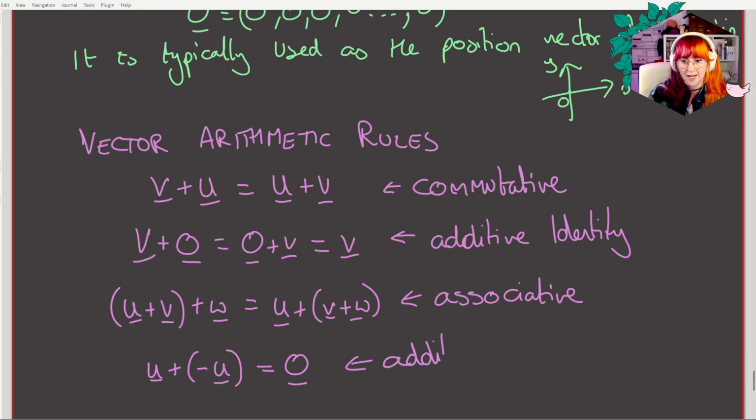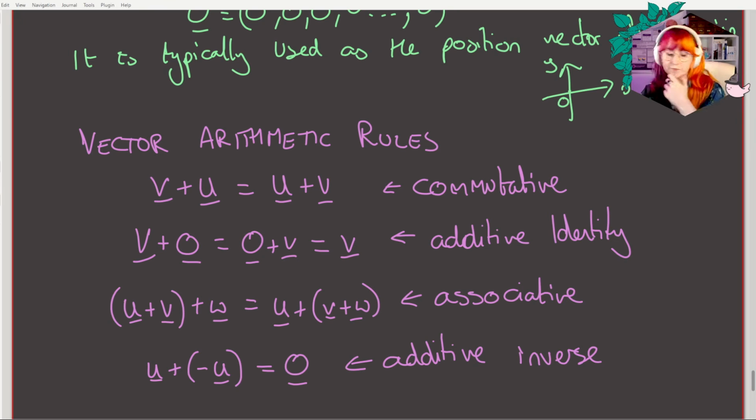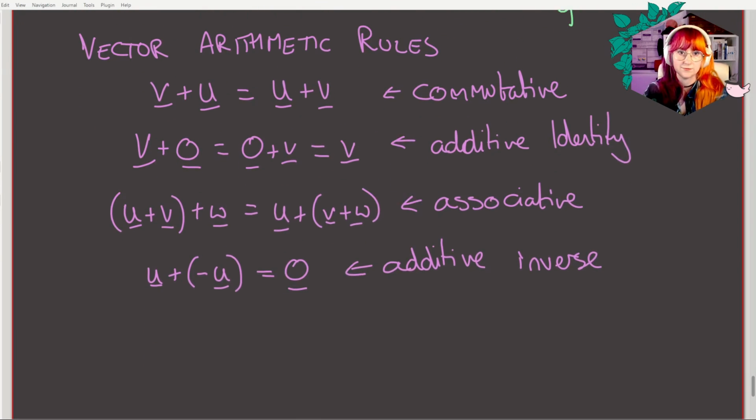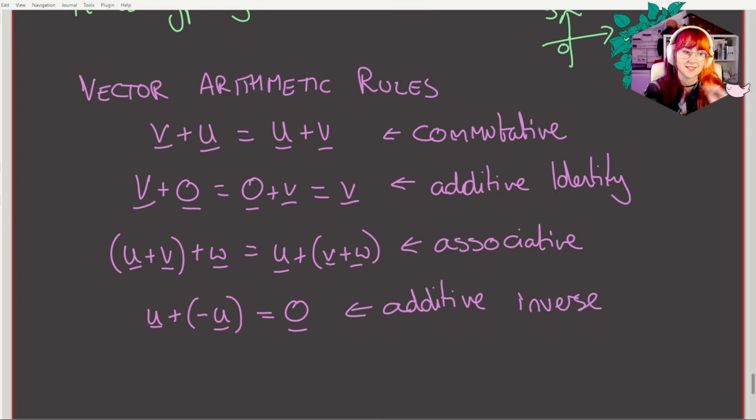And this is called the additive inverse. So the inverse of a function is something that undoes that function. The inverse of a vector is the one that is opposite of it. And basically, mathematically, that means if I take the thing and I take its additive inverse, I get 0. So those are our rules about adding vectors together.